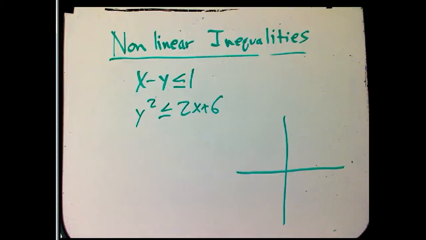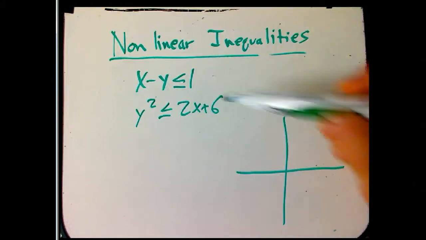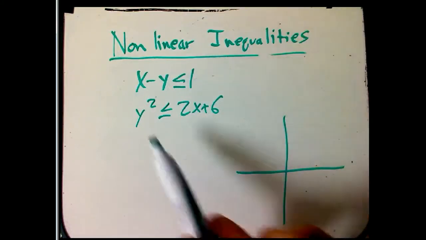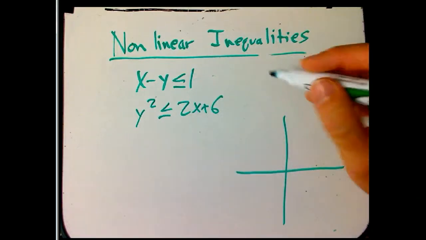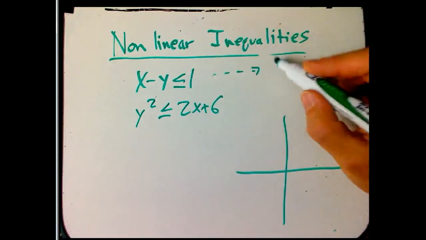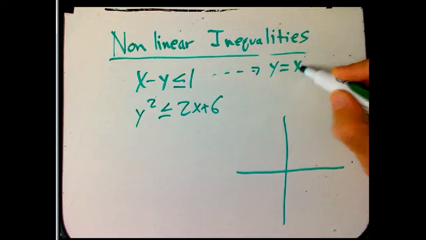Let's look at graphing nonlinear inequalities. If we've got x minus y less than or equal to 1 and y squared less than or equal to 2x plus 6, what region in the plane does that look like? Well, let's take these and turn them into equalities to look at the boundaries.